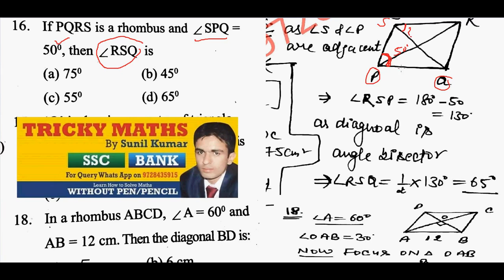We know that the adjacent angles in any rhombus sum to 180. This is 50, so this will come out to be 130. This angle becomes 130, and we also know the diagonal is the angle bisector, so this will come out to be 65 and this will come out to be 65. So RSQ will be 65.